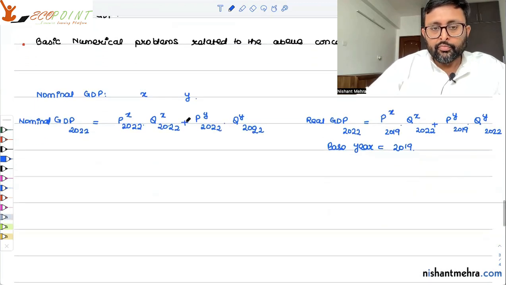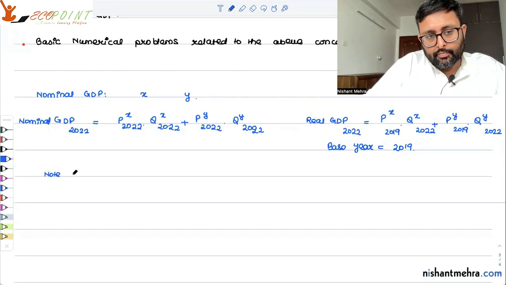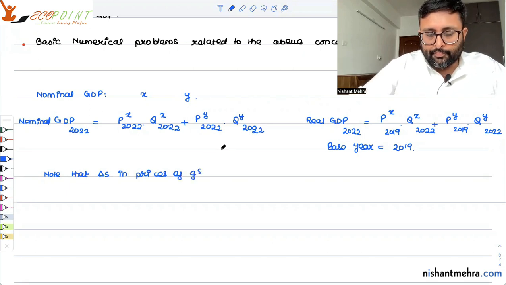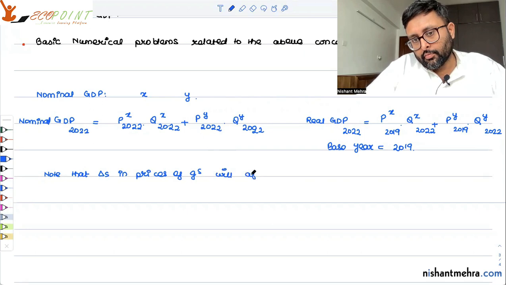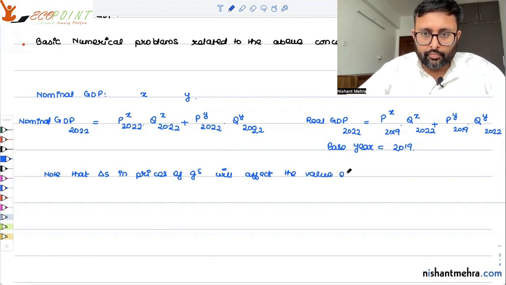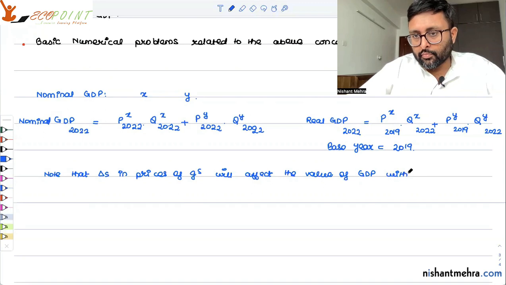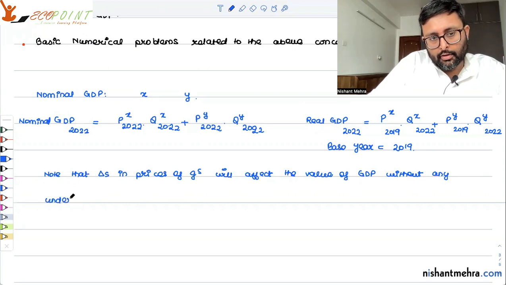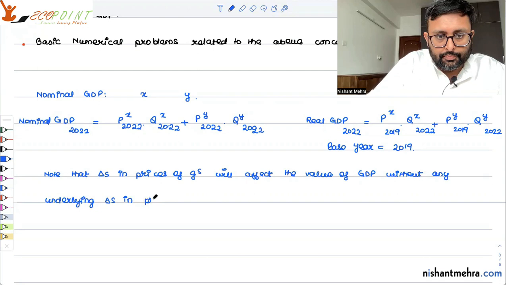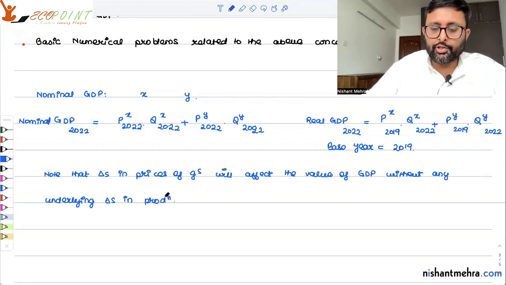एक लाइन लिखेंगे, note that changes in prices of goods will affect the value of GDP without any underlying changes in production.